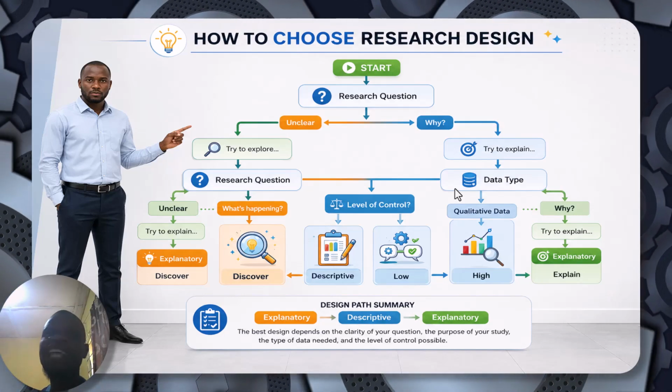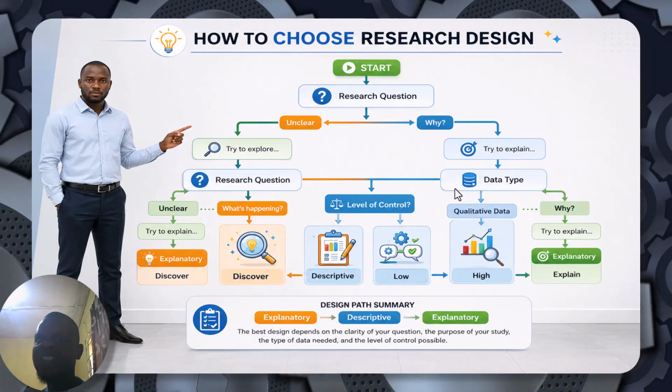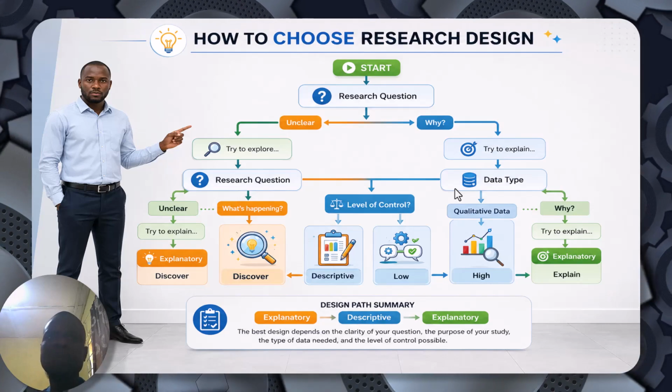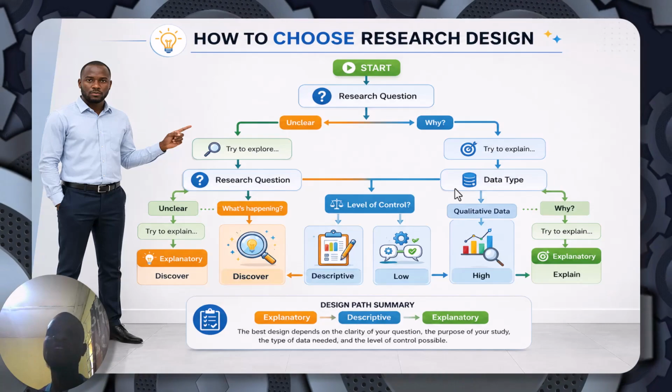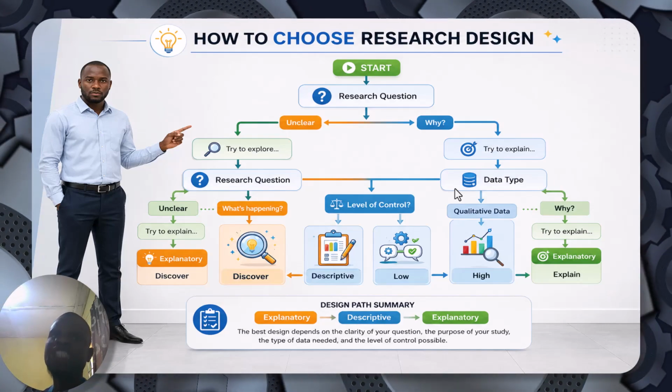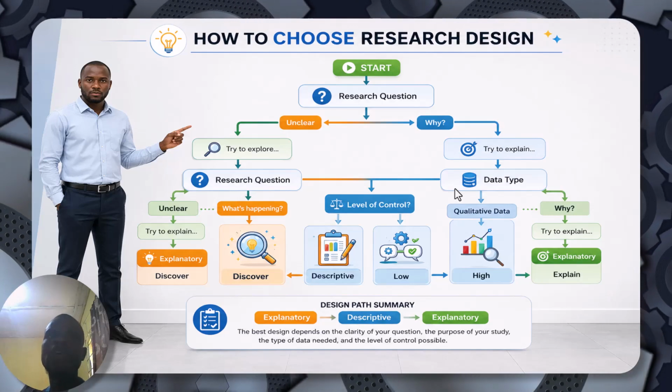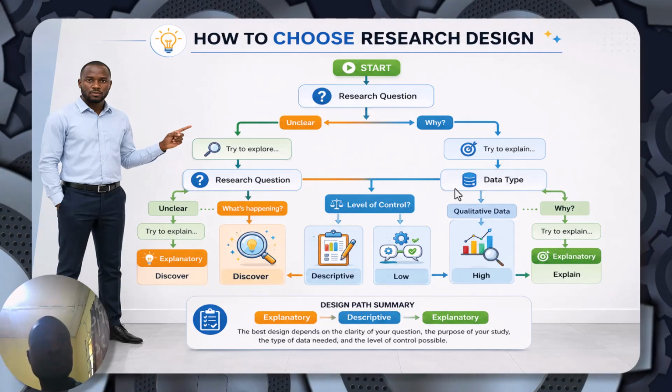The second factor is the type of data you need. If your research involves numbers and measurements, then quantitative design is the right choice. If it involves opinions, experiences, or meanings, then qualitative design is more suitable.